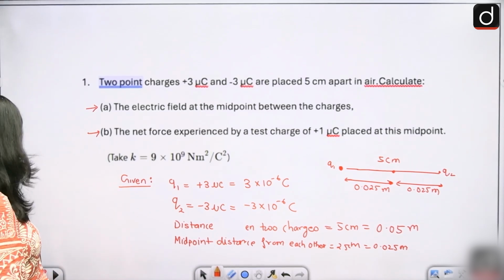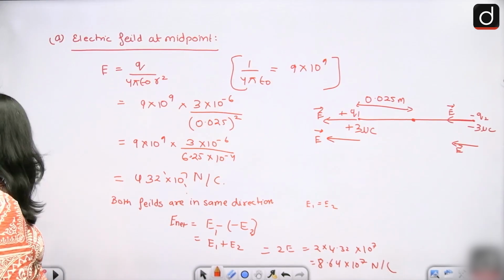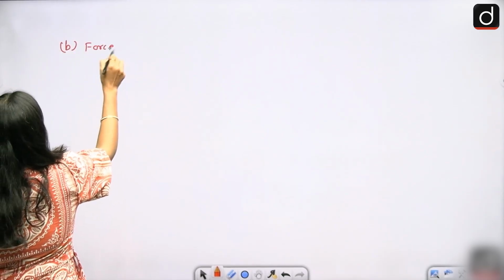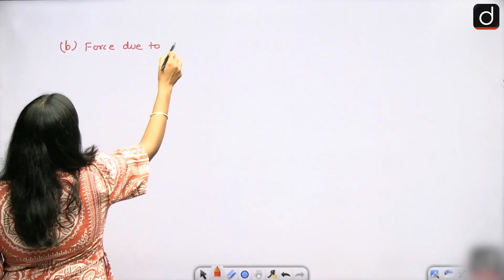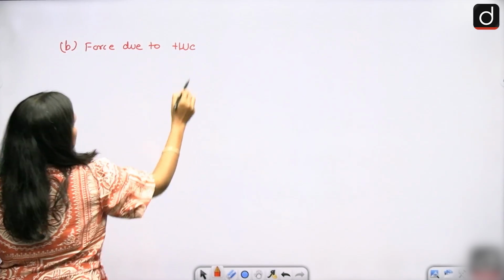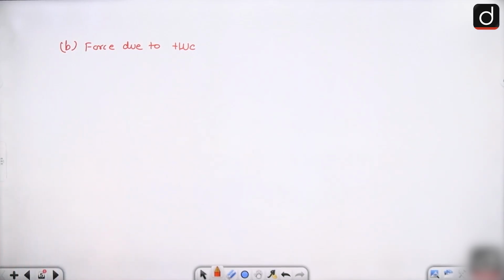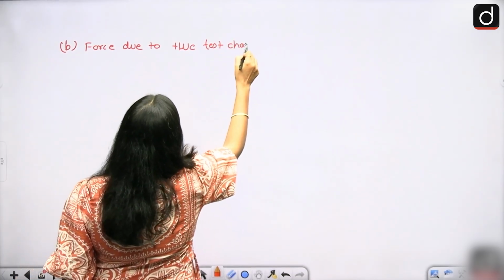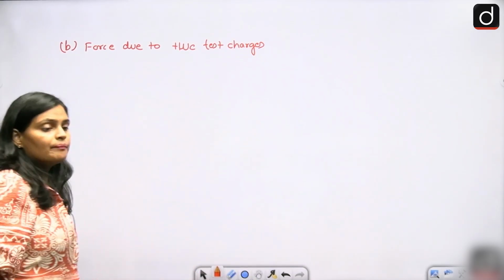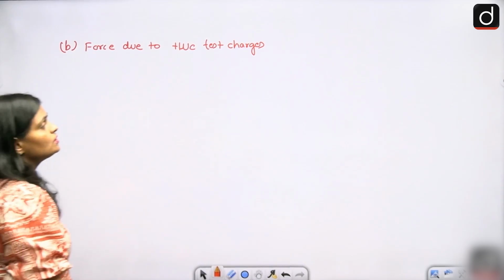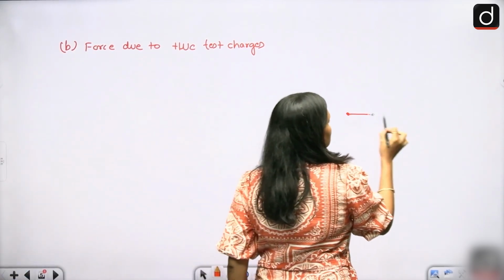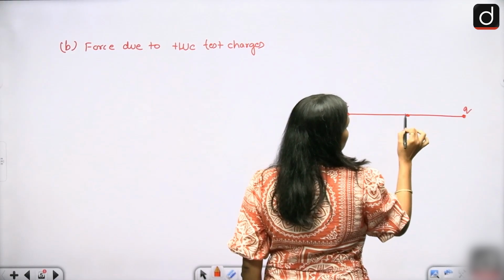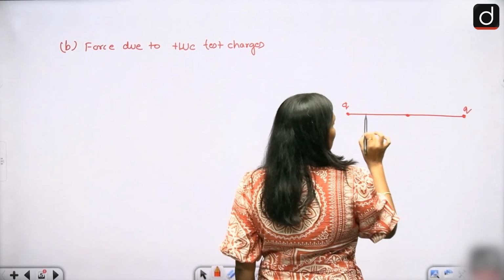So the next thing is what you have to calculate? Force due to plus 1 mu c, right? Force due to plus 1 microcoulomb test charges. Okay, what is the force? Now how much force they will exert? Suppose this is your Q, this is your Q charges here at the midpoint. So how much force they will exert?